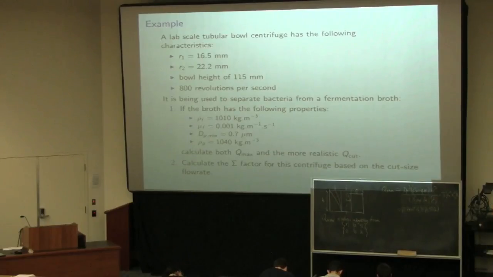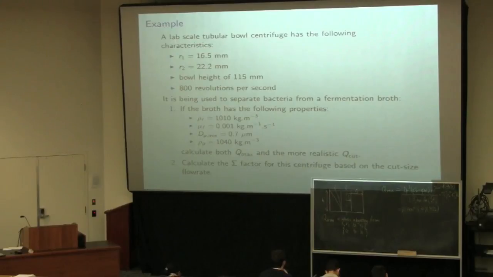Convert your revolutions per second to revolutions per minute and then use that relationship that there's 9.55 RPMs per radian per second. So we need omega in radians per second. That's key here. This equation is in SI units, so omega in radians per second, not in revolutions per minute, not in revolutions per second. A revolution is not an SI unit. So radians per second is where you need to get that.